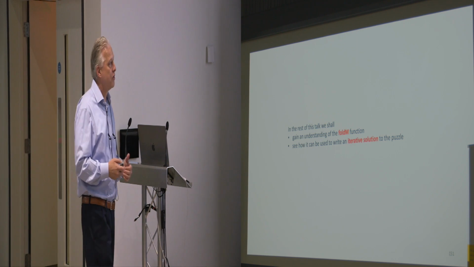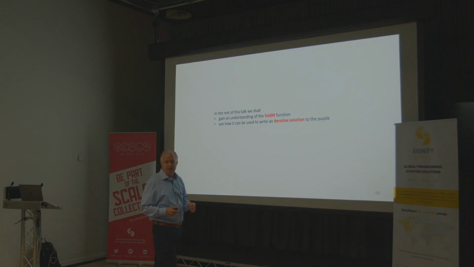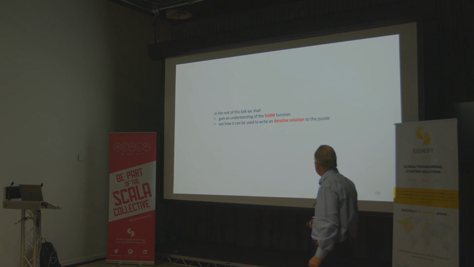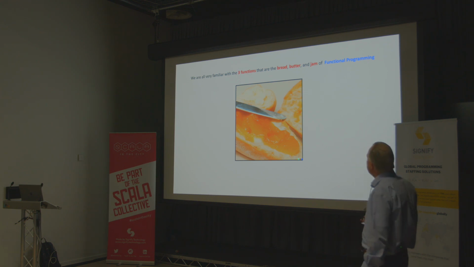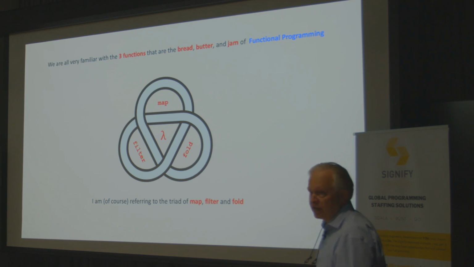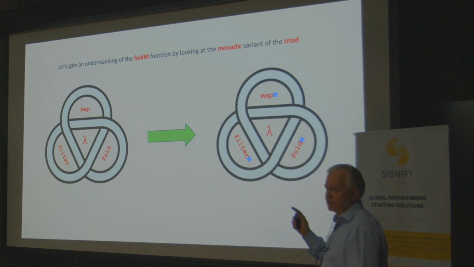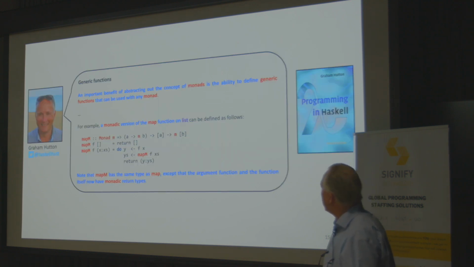So what we're going to do for the rest of this talk is understand how forM works and see how it can be used to come up with an iterative solution to the n queens puzzle. We're all very familiar with the bread, butter, and jam of functional programming. That's map, filter, and fold. So to understand forM, we're going to look at the monadic variant of this triad, which is mapM, filterM, and foldM. So let's start with mapM.